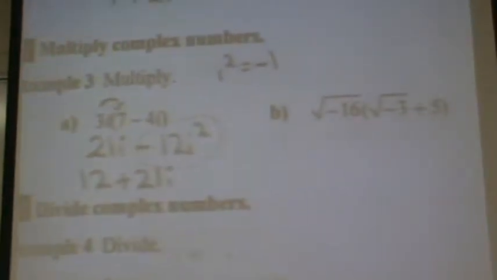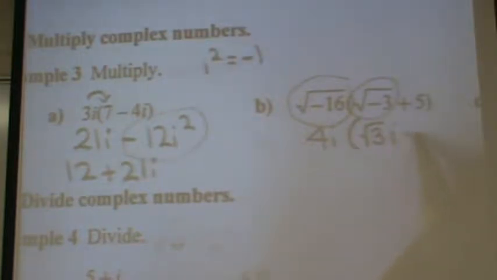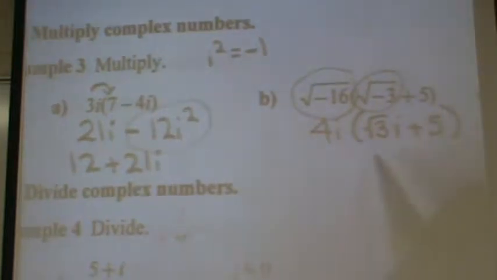Okay, how about the next one? I would convert this first and convert this, and then do your distributing. 4i and root 3i plus 5. So you get 4 root 3 i squared, negative 4 root 3, and that's it. And then 20i. Did everybody understand that?